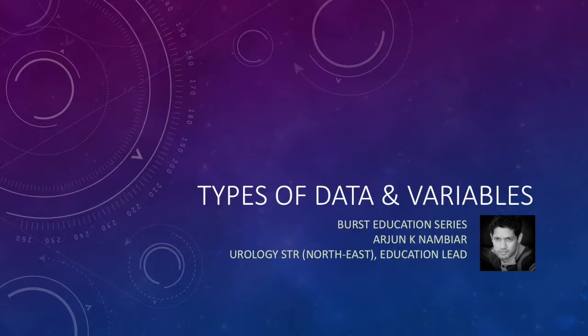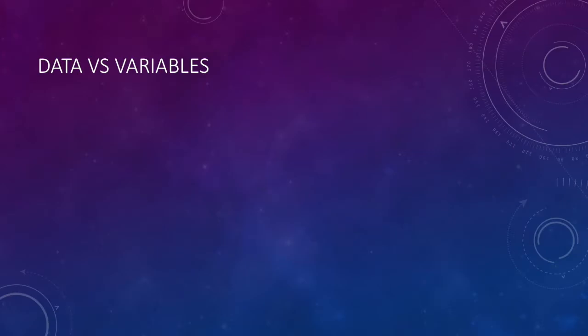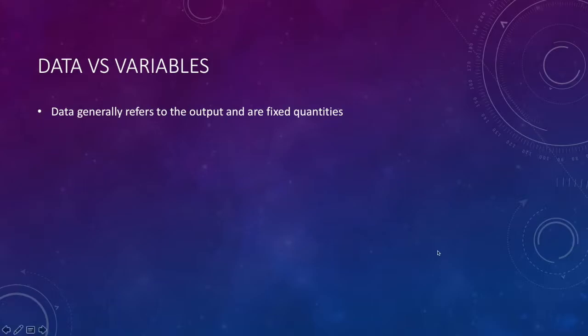In this video, we're going to look at types of data, and identifying data types is important because the output of any study or research project tends to be data of some description. One important difference to consider here is the difference between data and variables. Generally speaking, the term data in a research and statistical context tends to mean the output or the results from a study, and they're fixed quantities. Variables, on the other hand, are obviously variable, which is to say they can take a number of different values.